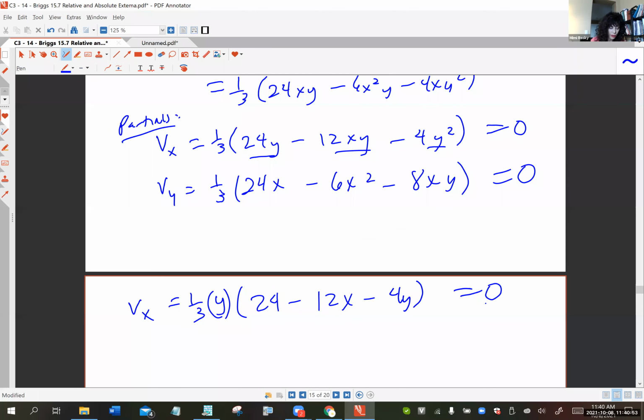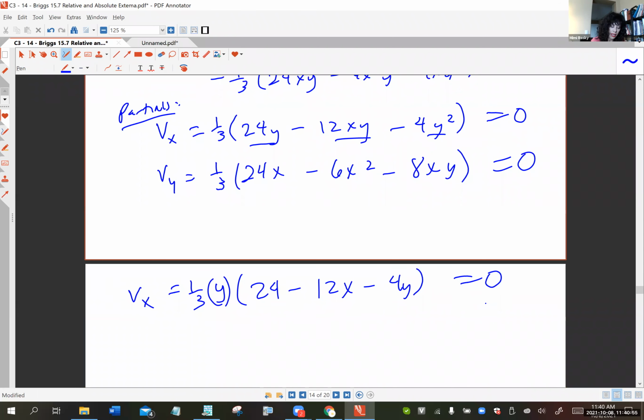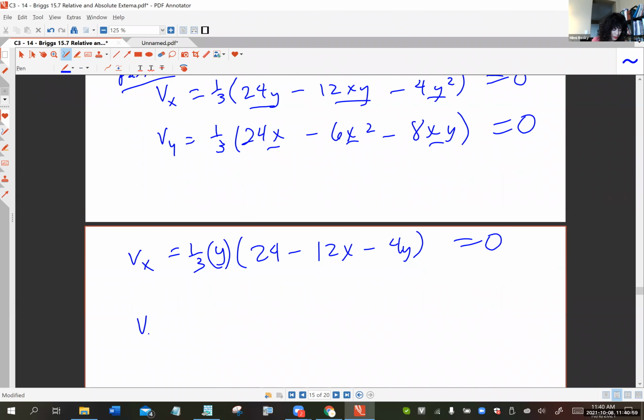That's equal to 0. And if I factor Vy in a similar way, noticing that x is common to all three terms, my Vy will look like this: 1/3 x, 24 minus 6x minus 8y. And that's got to equal 0. Okay, is this getting me somewhere? Thanks for asking. Yes, it is.